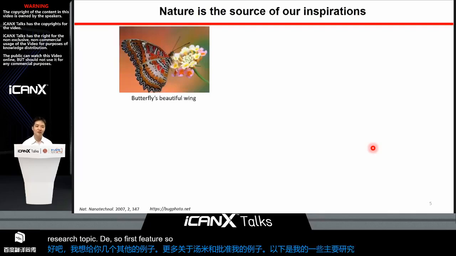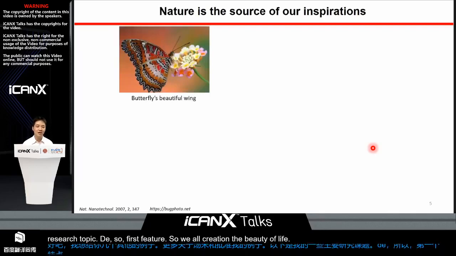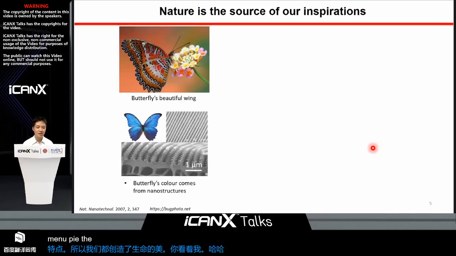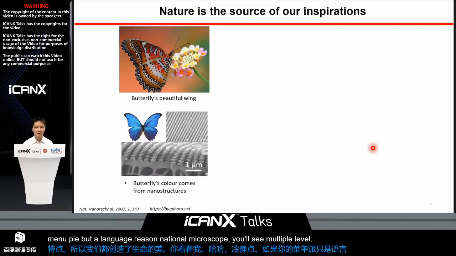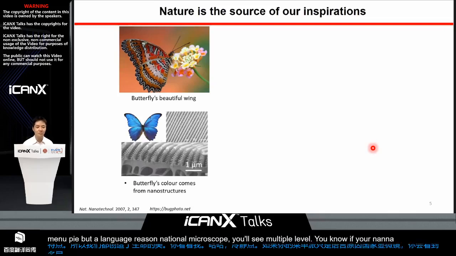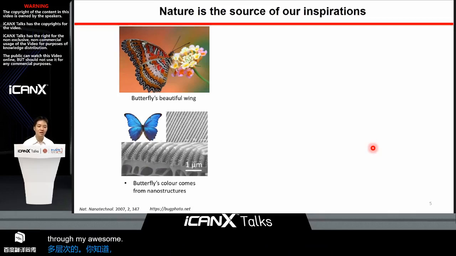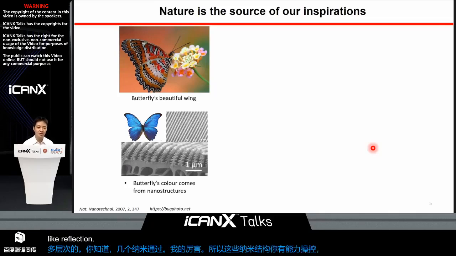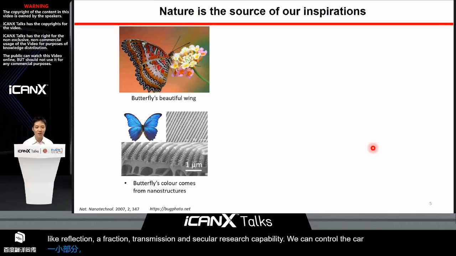So we all appreciate the beauty of a butterfly. You look at the wings, colorful, blue, red, or other colors. If you magnify the butterfly wing with an electron microscope, you will see multiple levels of nanostructures, from a few nanometers, tens of nanometers, to a few micrometers. So these nanostructures have a capability to manipulate light: reflection, diffraction, transmission, etc. With that capability, the butterfly can control the color of its wing.